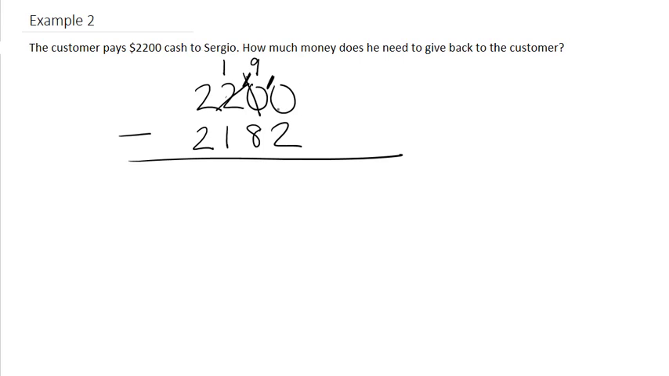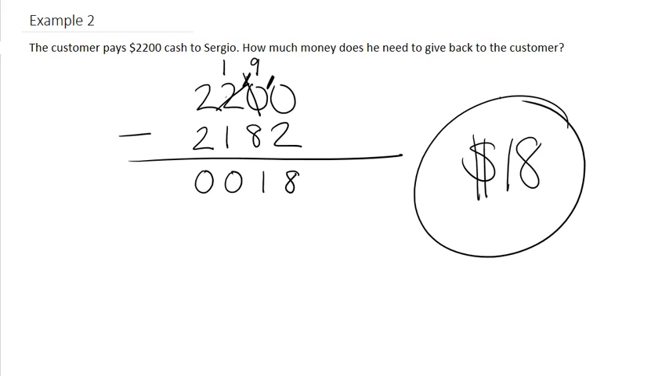So now we have 10 minus 2, which is equal to 8. Now we have 9 minus 8, which is just 1. And then we have 1 minus 1, which is 0. 2 minus 2 is 0. So the change back he gets is $18. So let's look at another example.